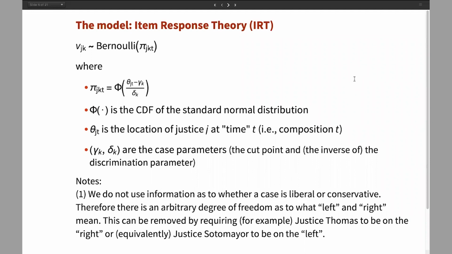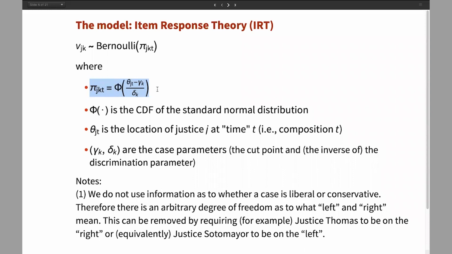And item response theory says that probability can be modeled as this function here. So that capital phi is the cumulative distribution function for the standard normal distribution. So it's like an S curve, right? And it either slopes up to your right, or it slopes up to the left, depending upon the sign of what's in the argument there.